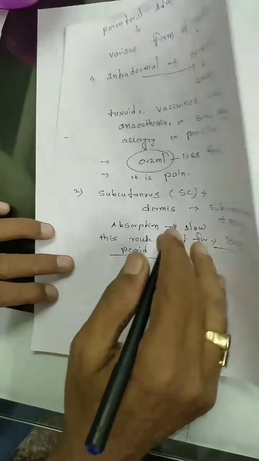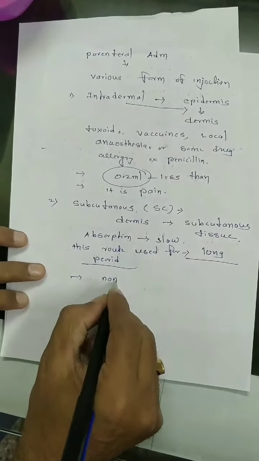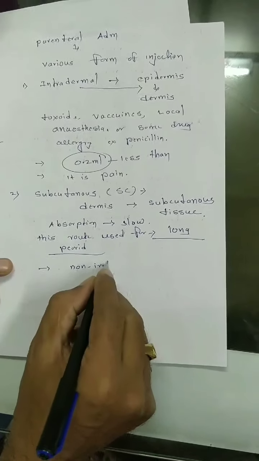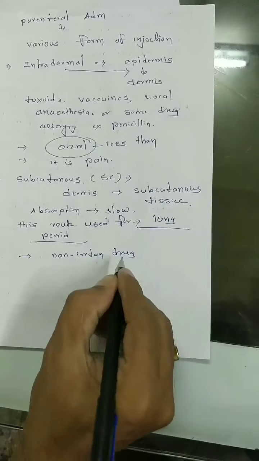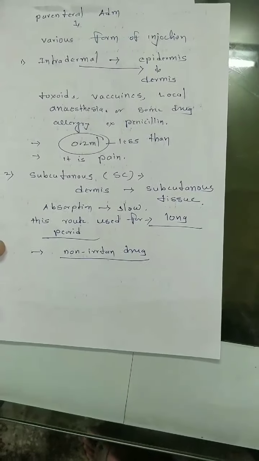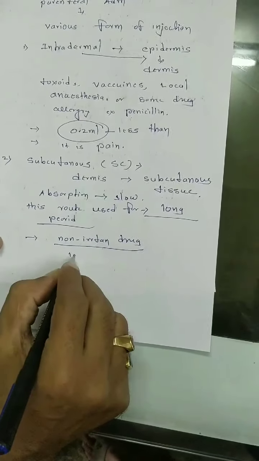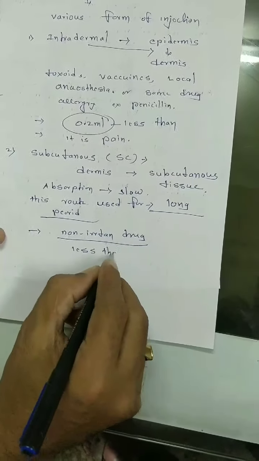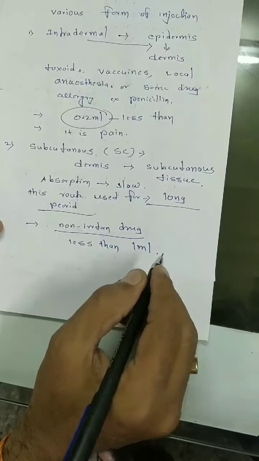In this route, you can administer only non-irritant drugs, and the volume should be less than 1 ml, not more than 1.